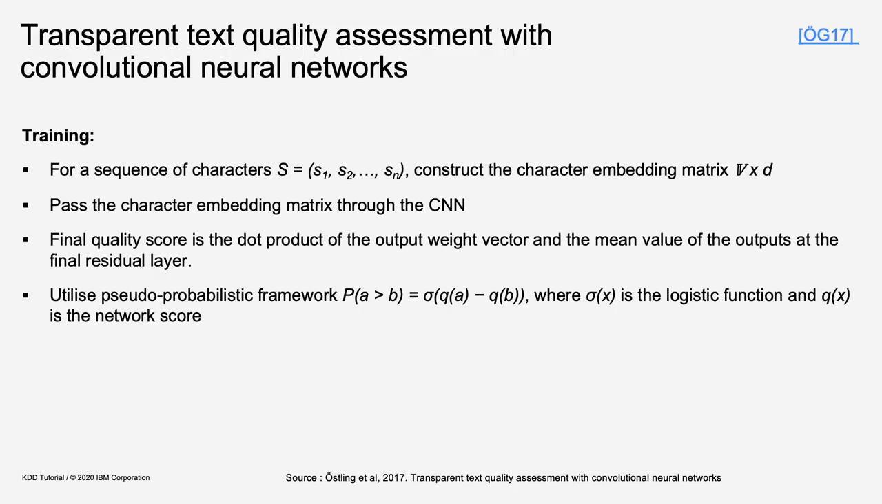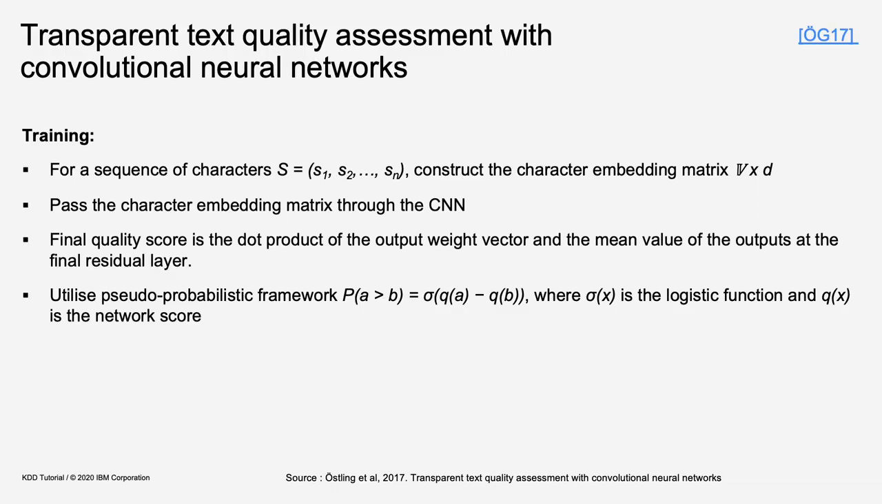For training the CNN model, given a sequence of characters s equal to s1, s2 up to sn, the authors propose to first construct a character embedding matrix V cross D, where V is the character vocabulary and D is the embedding dimension. The model employs one-dimensional convolutions with kernels of size 3, 5, 7, and 9 in order to capture character n-grams of varying size and utilizes residual connections for training. The final quality score is computed as the dot product of the output weight vector and the mean value of the outputs at the final residual layer.